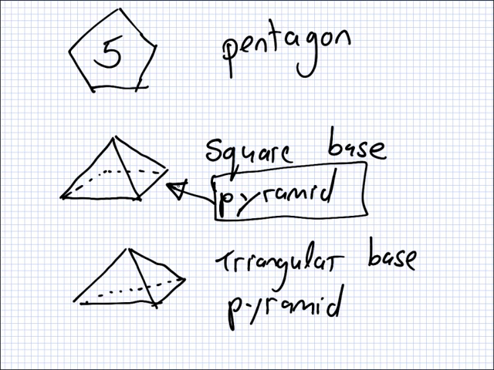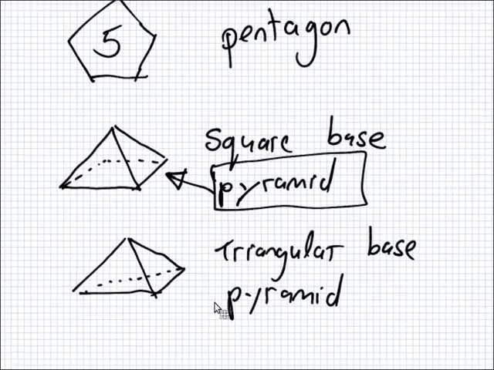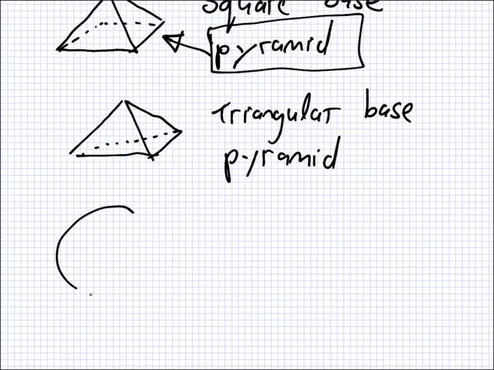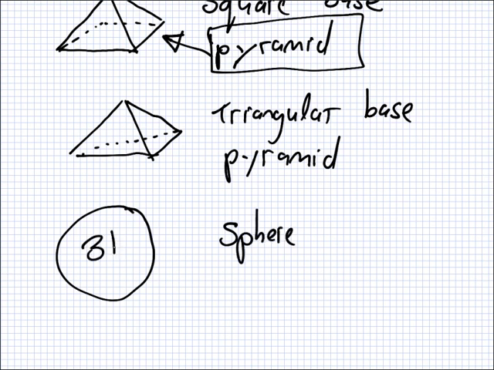Right, what's the next shape? It's a football, yeah. So the next one is the football. So what's the name of this shape? Sphere. Yeah, because it's 3D.